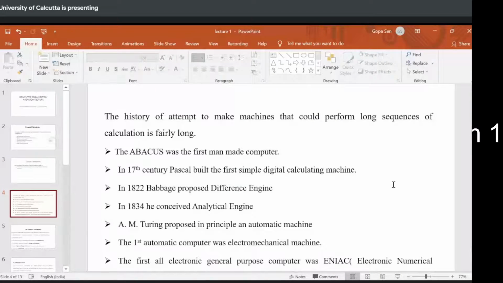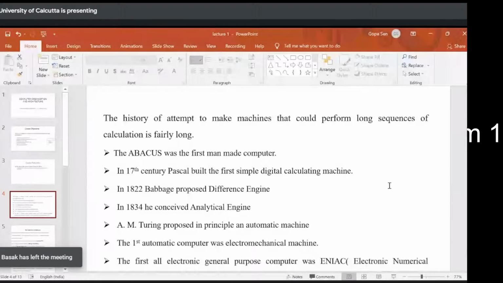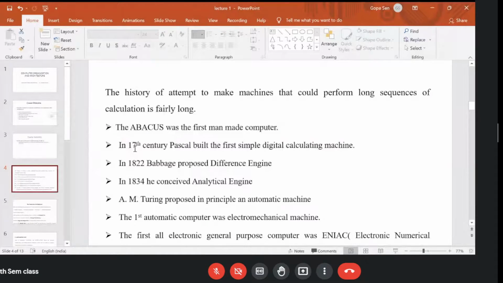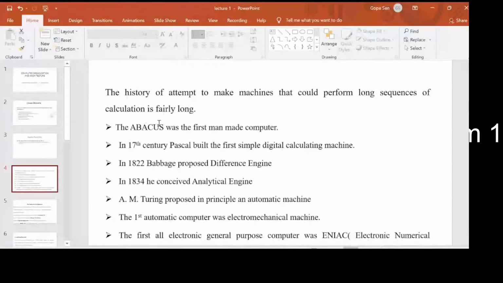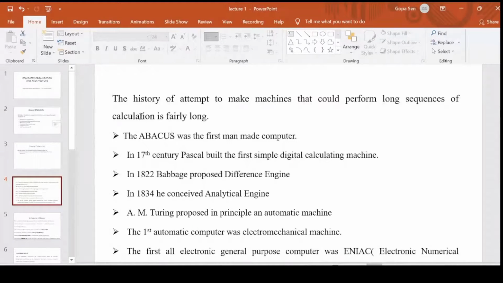Now, first we discuss some history of developing the computer system. The history of attempts to make a machine that could perform a long sequence of calculations is fairly long. The abacus was the first man-made computer. You know from your childhood there is a device known as abacus, and you can call abacus the first man-made computer. The abacus used some beads tied in with a string in a frame to represent and manipulate numbers. Now, in the 17th century, Pascal first built a simple digital calculating machine.